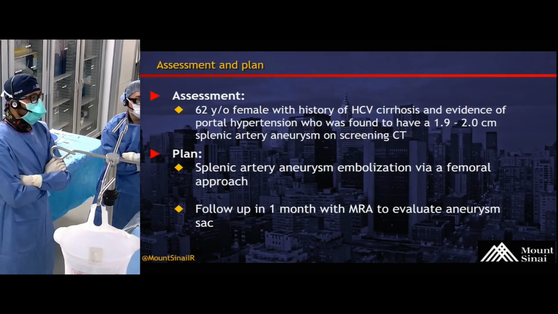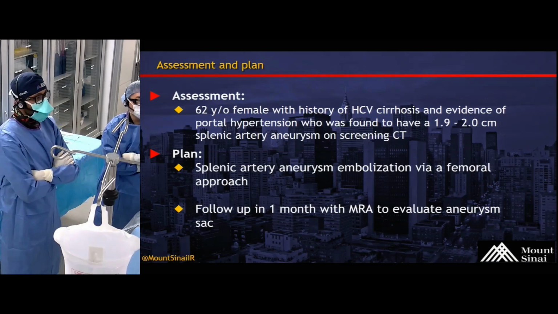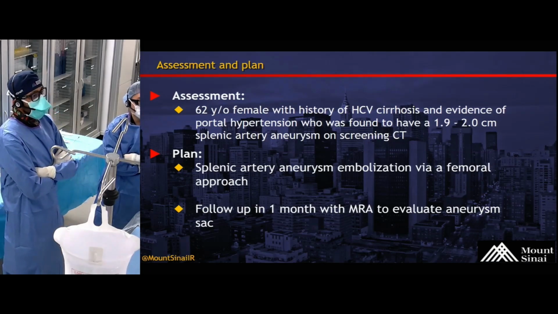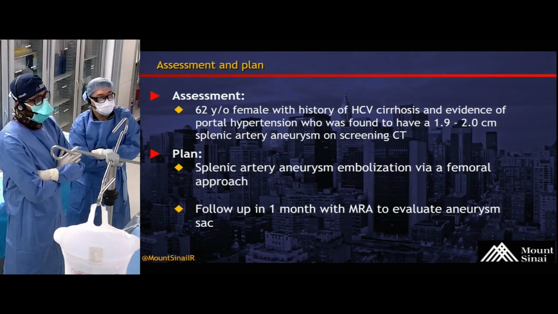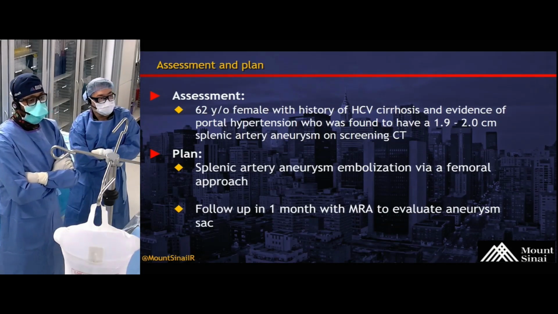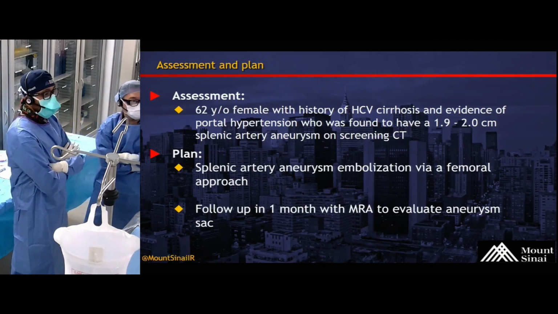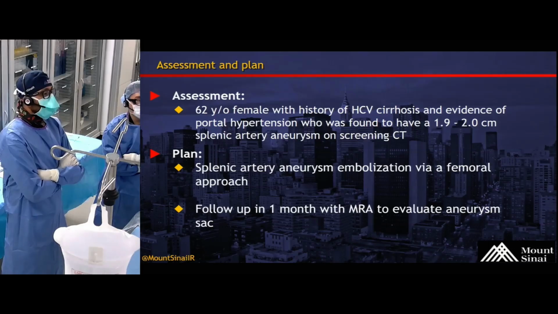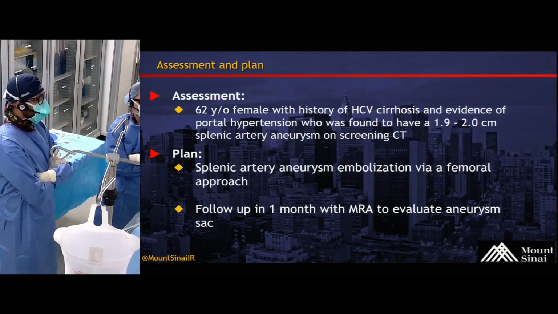So in assessment, this is a 62-year-old female with a history of HCV cirrhosis. She has evidence of portal hypertension. She's found to have an approximately 1.9 to 2 centimeter splenic artery aneurysm on screening CT. Given the size, usually we treat these around 2 centimeters. So she's right about that margin, but also with a history of portal hypertension, we thought it was prudent that we treat it today. So today we're performing a splenic artery aneurysm embolization via femoral approach. And our plan would be to see her in 1 month in our office again with an MRA to see how the aneurysm sac is.